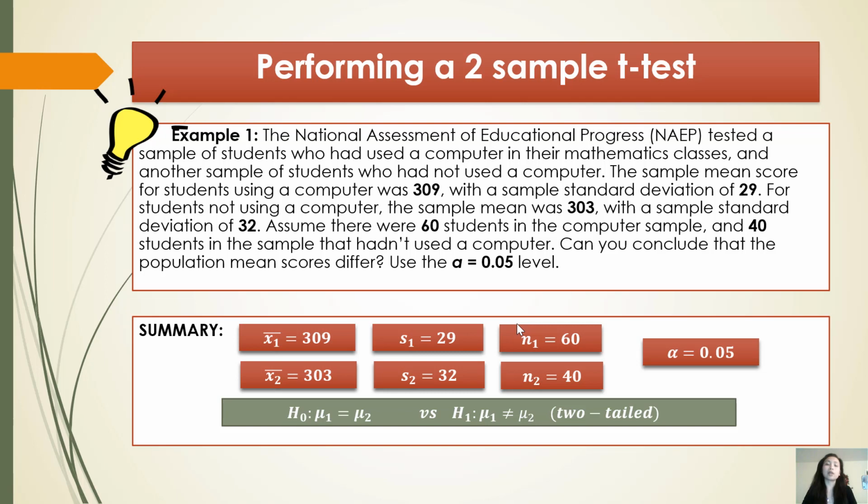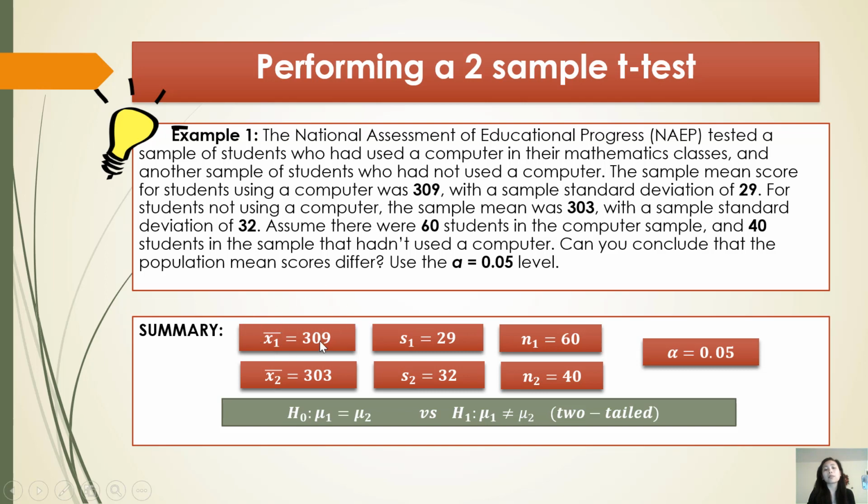So first, we have to summarize the question using notation. It should be easier for you to solve the problem if you mathematically model it. In the question, I have highlighted some important figures. You see that the first number is 309, and it talks about the sample mean for people who used a computer. Assume that is the first sample. So 309 here is basically x1 bar.